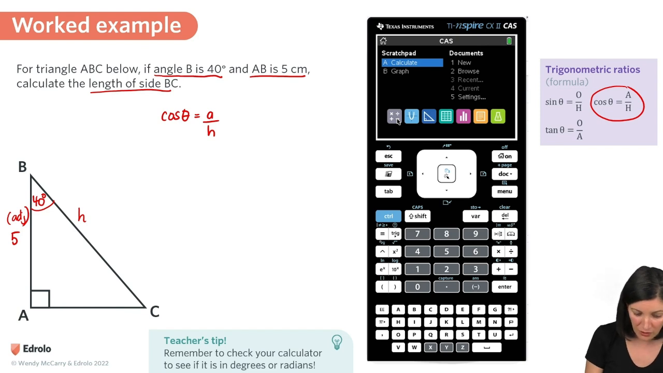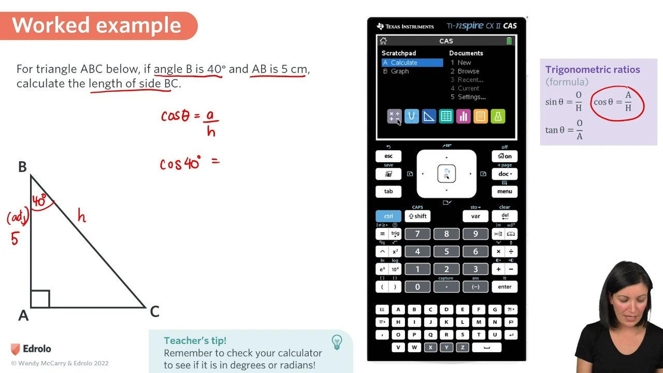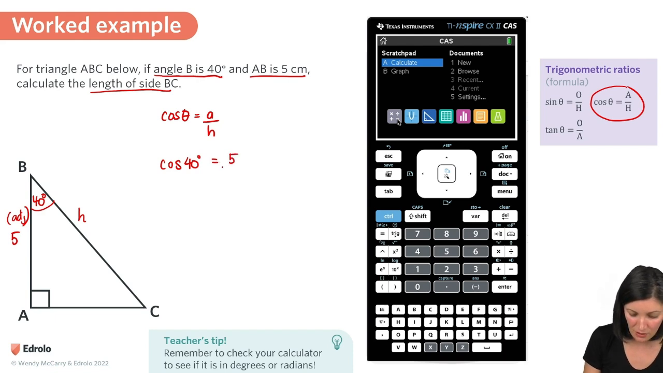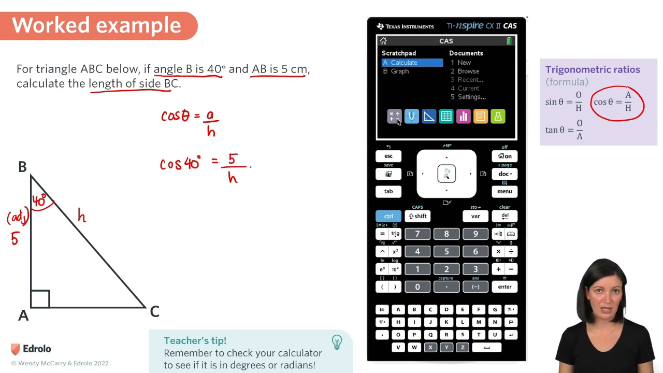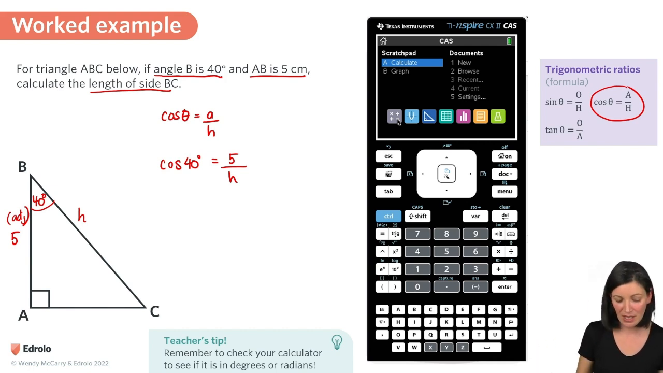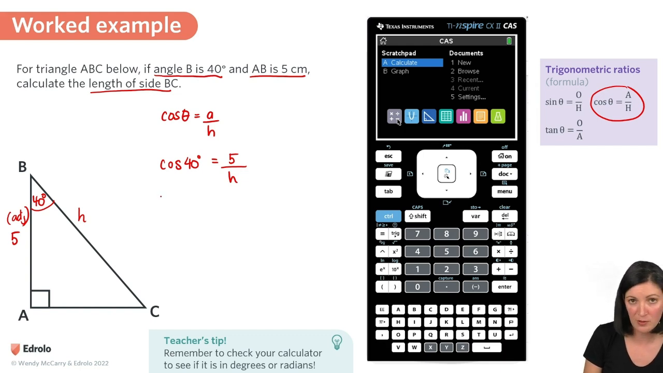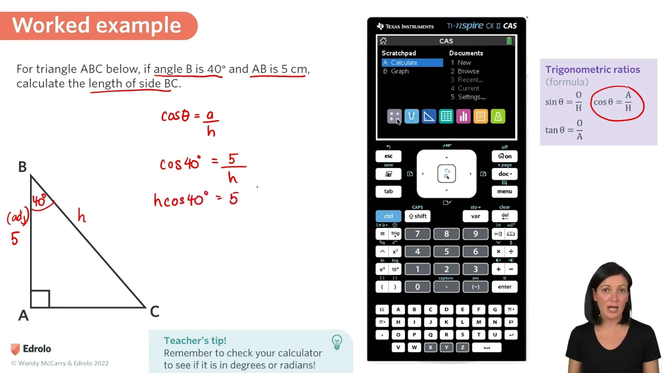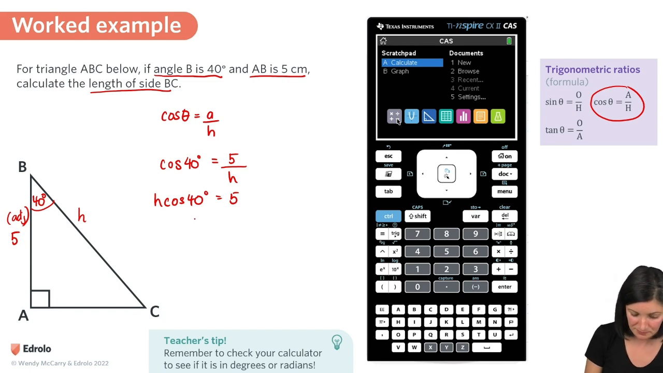that I know. So theta in this case is 40 degrees, so cos of 40 degrees is equal to the adjacent side over the hypotenuse. Now you can put that straight into your calculator and solve for h, but let's do a little bit of rearranging by hand first, for fun. To solve for h, I would first multiply both sides by h to get h cos of 40 is 5, and then I would divide both sides by the cos of 40.